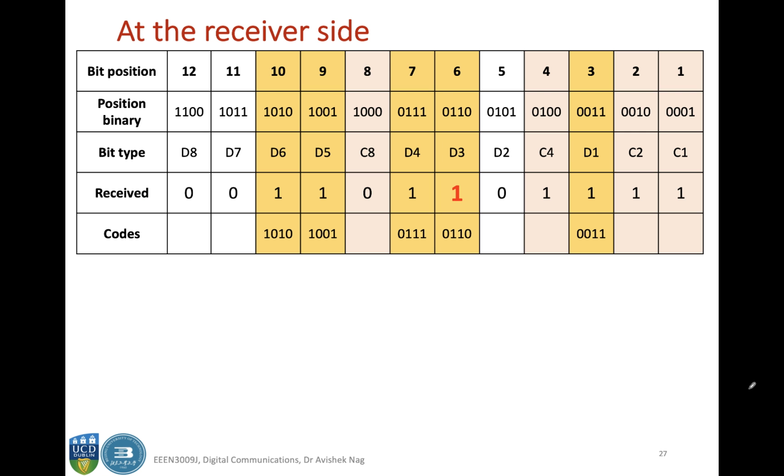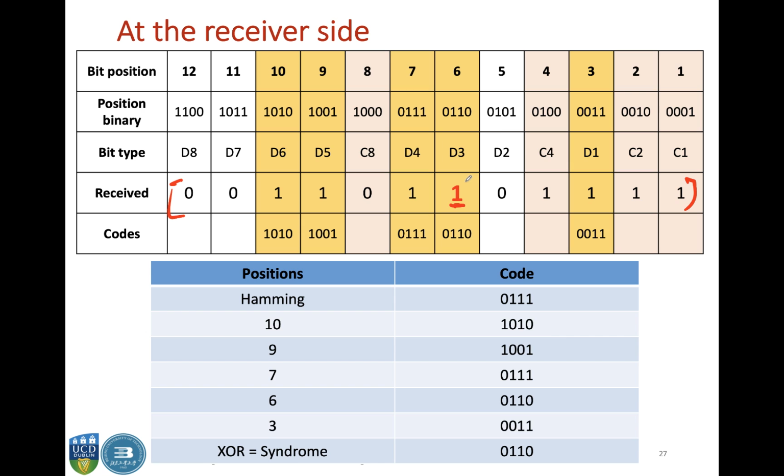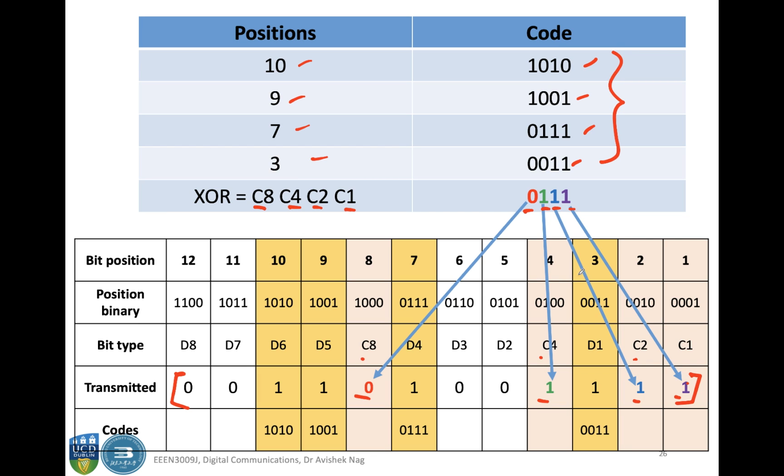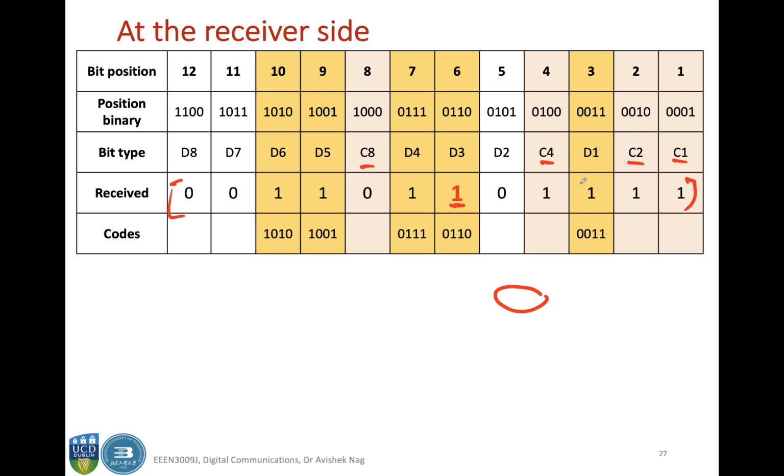Now at the receiver, let's say you are receiving this entire block, but one of the bits is in error. This bit was initially 0, now it is 1 after propagating through the channel. So how will you detect this error and correct it? Let's say the Hamming code for this was 0 1 1 1. These were the check bits that we calculated in the previous example.